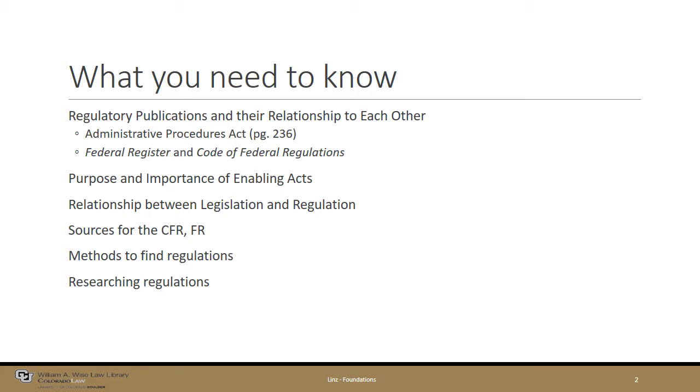Fourthly, we'll look at sources for the Code of Federal Regulations as well as the Federal Register. Fifthly, we'll look at source methods to find regulations. And lastly, we'll look at how to research regulations, which includes how to read a regulation and how to update a regulation.